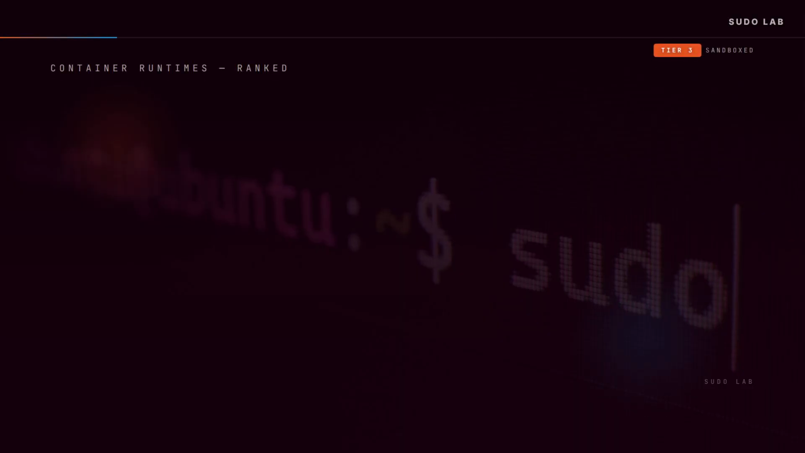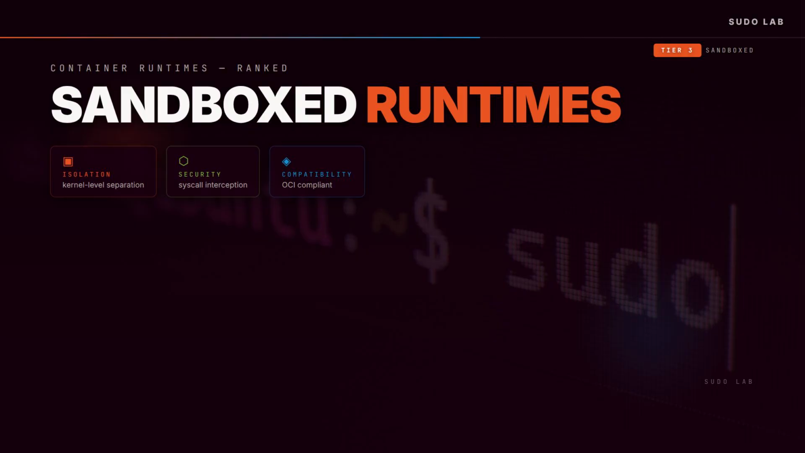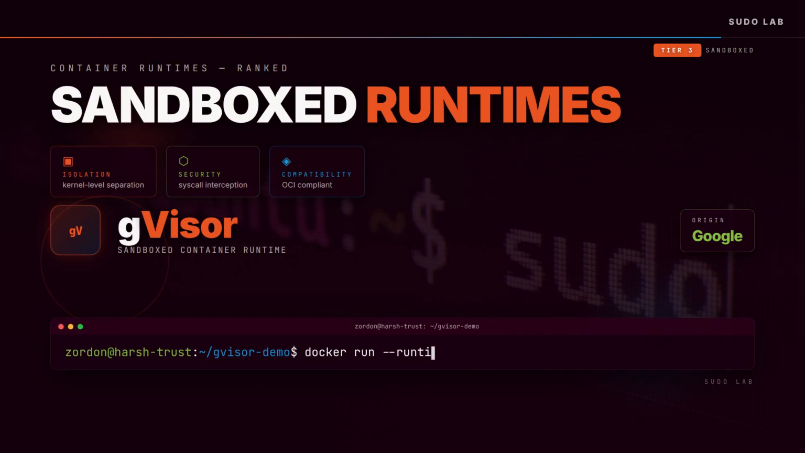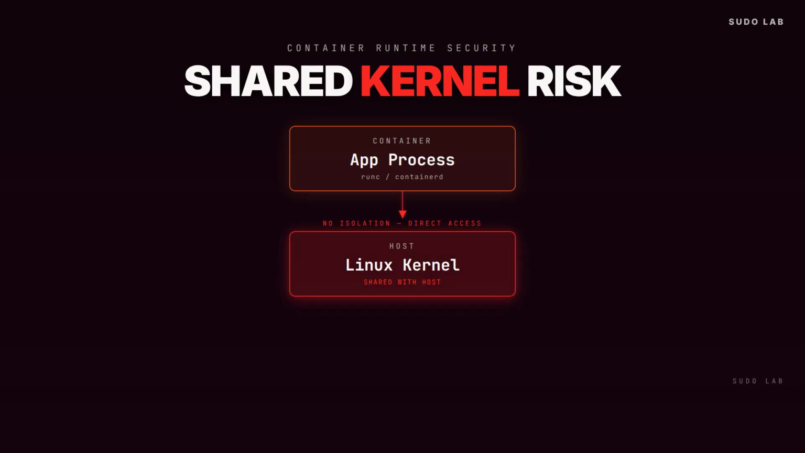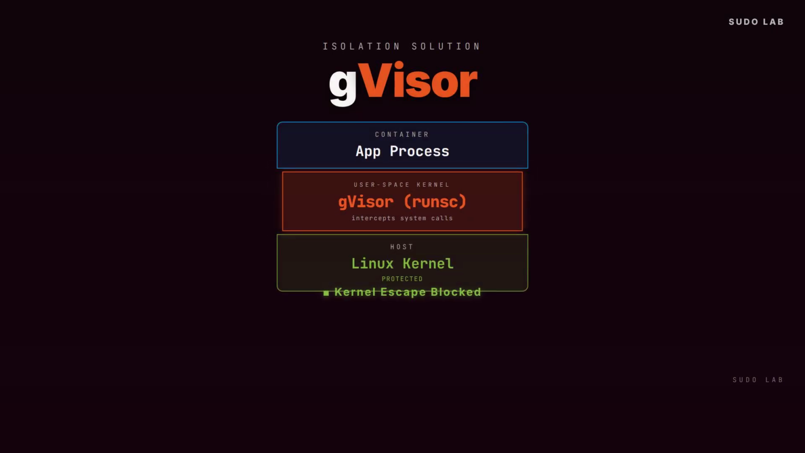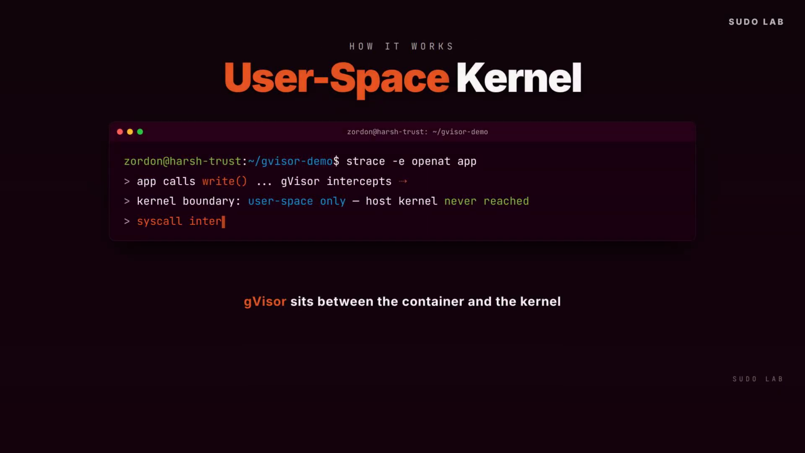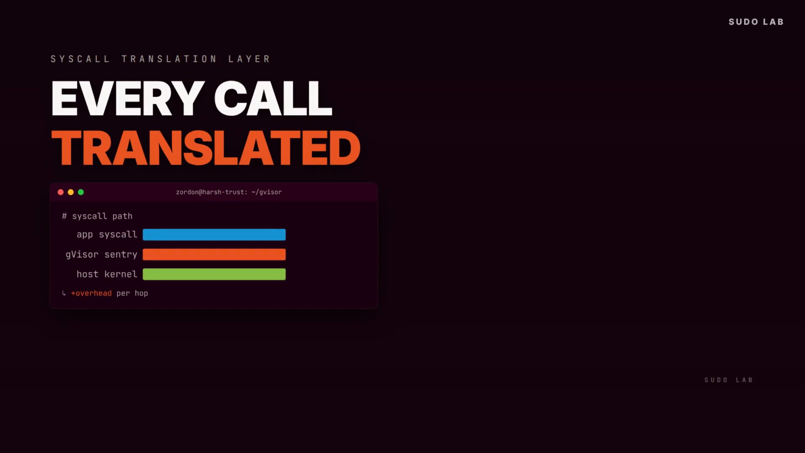Climbing higher, we run into a category most people don't think of as container runtimes, but technically are, the sandboxed runtimes. The most well-known is gVisor, which came out of Google. The pitch here is that a regular container shares a kernel with the host, and if anything in that container manages to escape, it has direct access to your host kernel. That's a bad day. gVisor sits between the container and the kernel and implements a user space kernel of its own, intercepting system calls and handling most of them itself before they ever touch the real kernel.